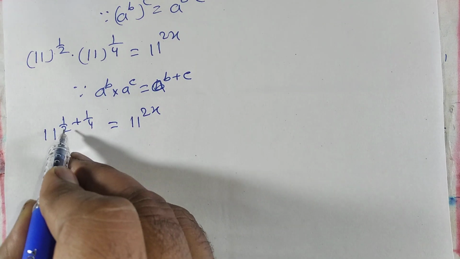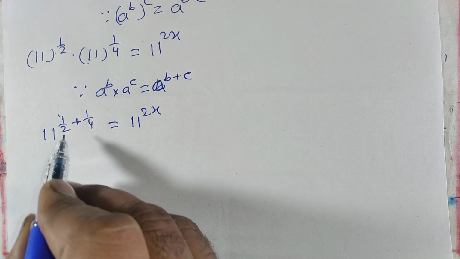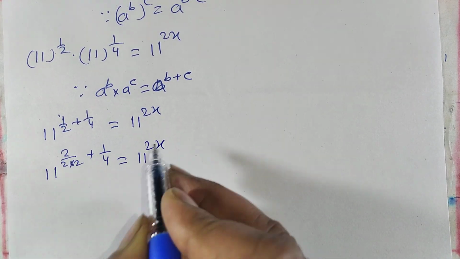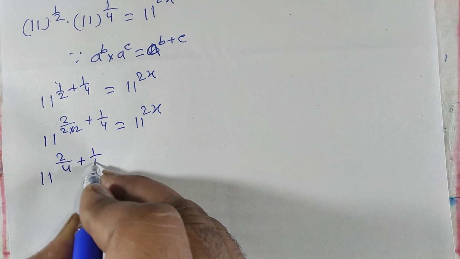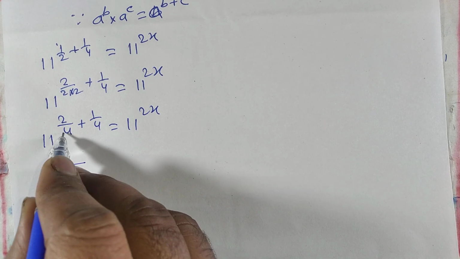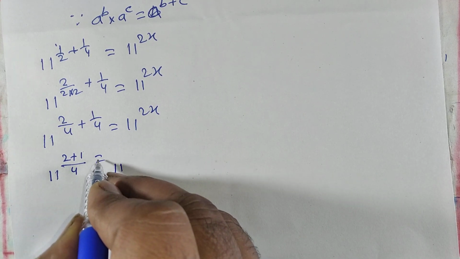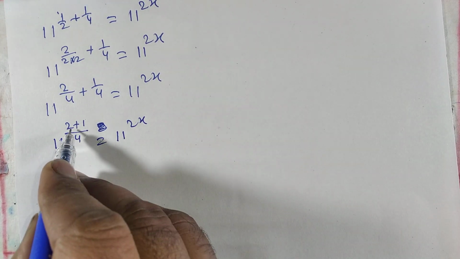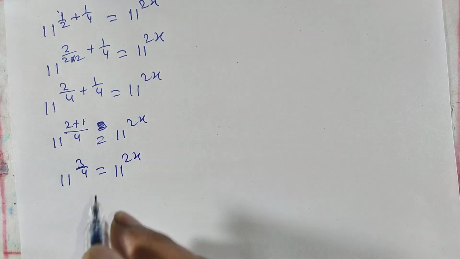11 to the power, now multiply by 2 in the numerator and denominator: 2 into 2 plus 1 by 4 is equal to 11 to the power 2x. 11 to the power 2 over 2 to the 4 plus 1 over 4 is equal to 11 to the power 2x. Now let's take the LCM as 4 and add the numerator, 2 plus 1 is equal to 3, so 11 to the power 3 by 4 is equal to 11 to the power 2x.